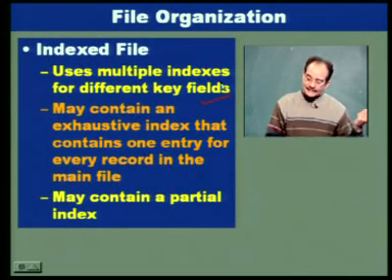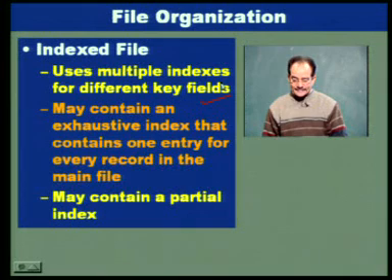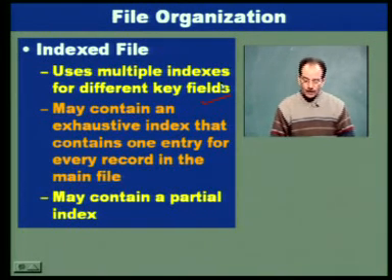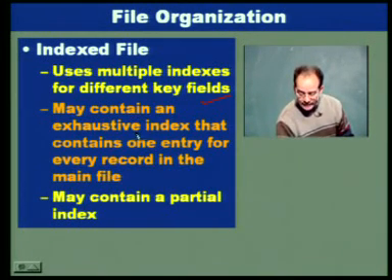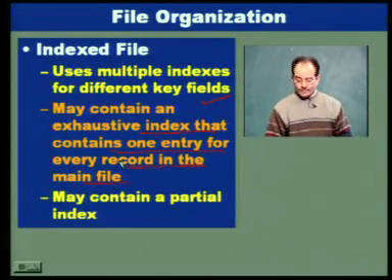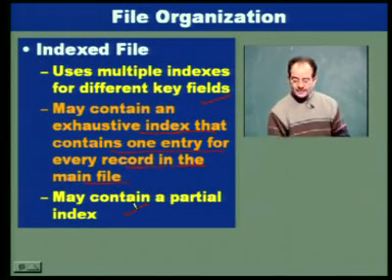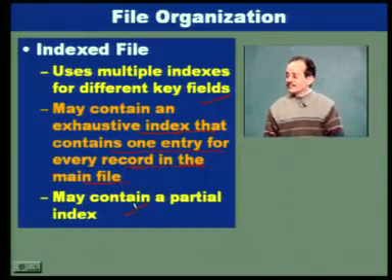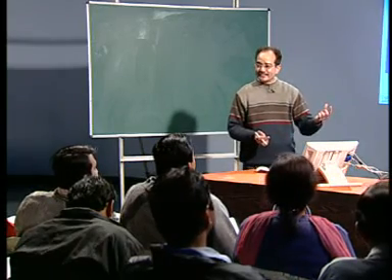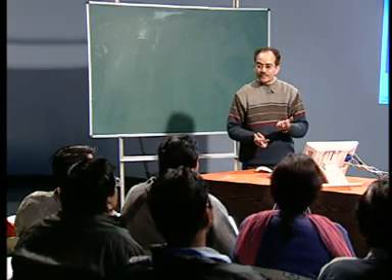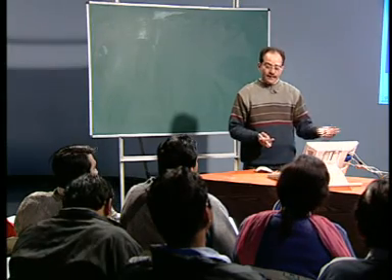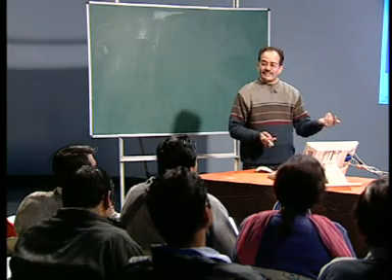once I have multiple keys based on which my indexing can take place, or it can contain an exhaustive index that contains one entry for every record in the main file, or it can contain a partial index. So, this is the way you can think about indexing your files. It can be multiple indexes, it can be a single index for a file, or it can be a partial index for a file there.